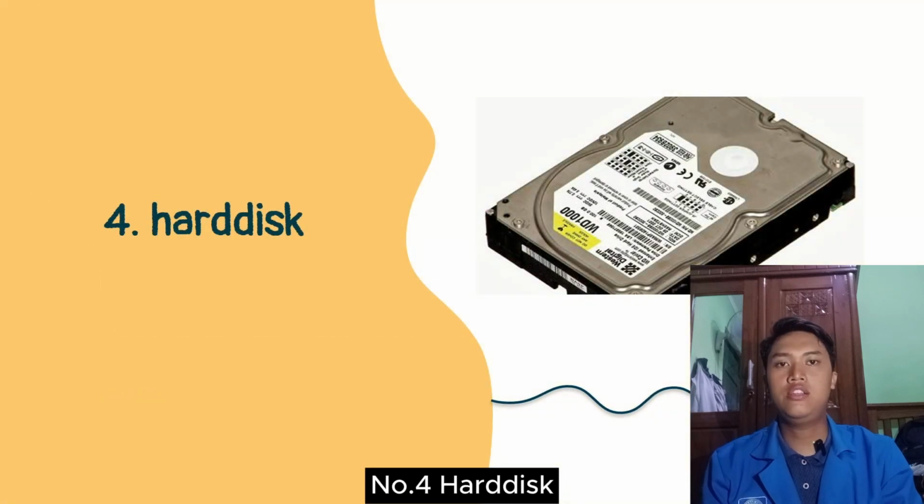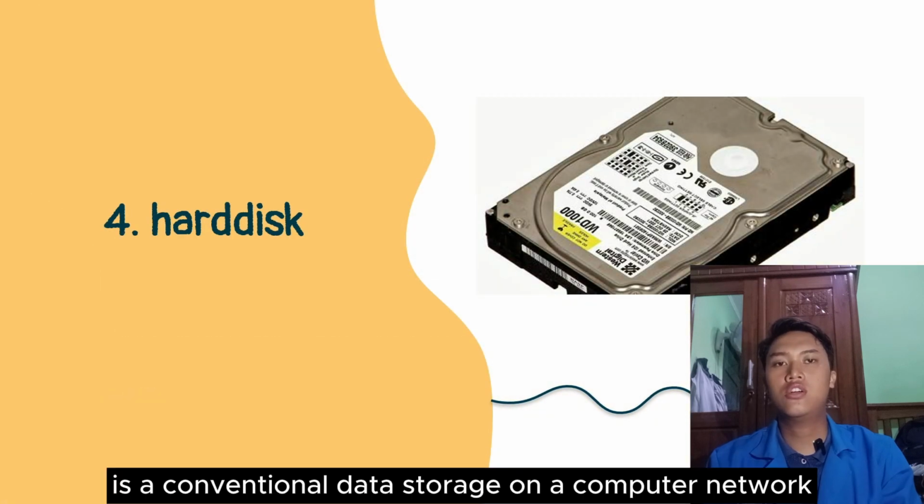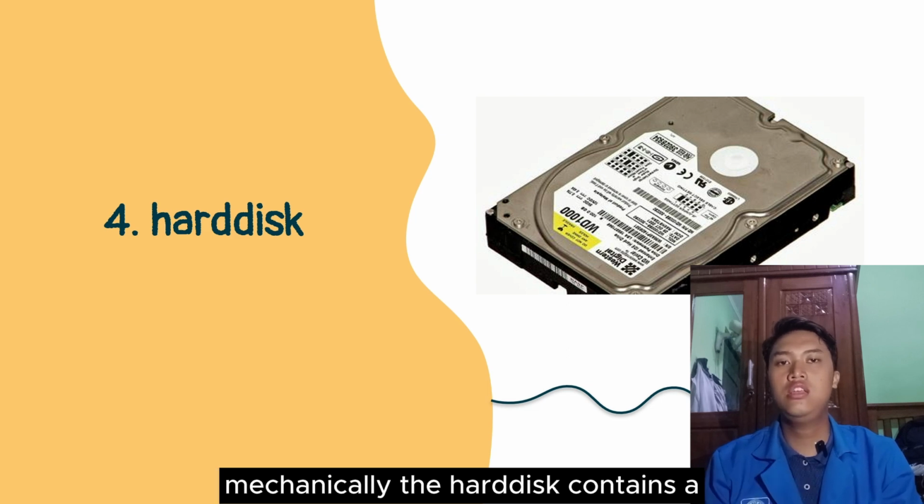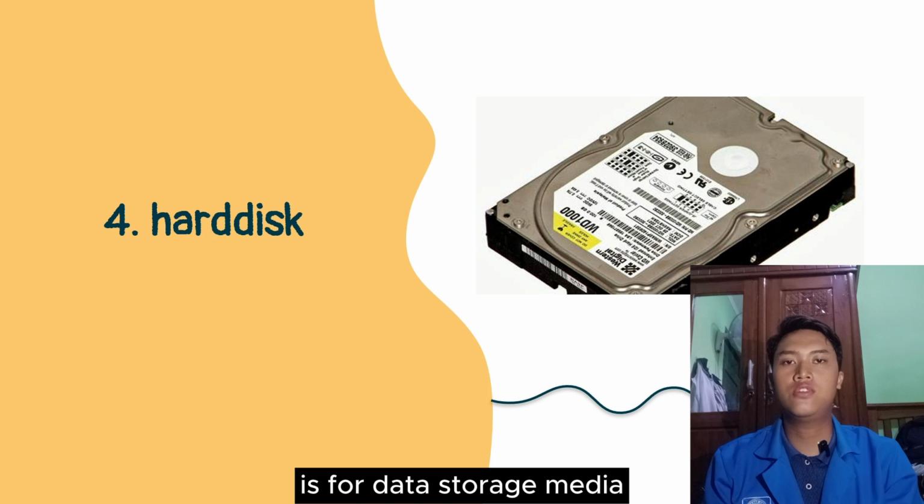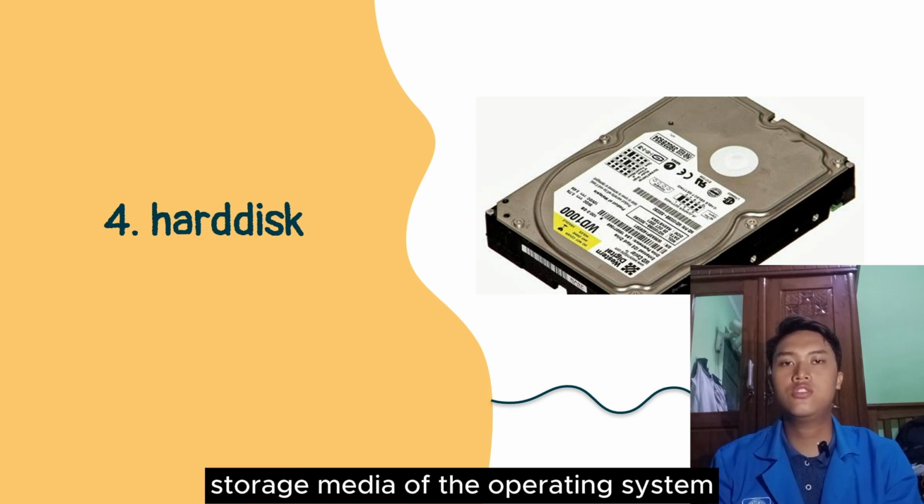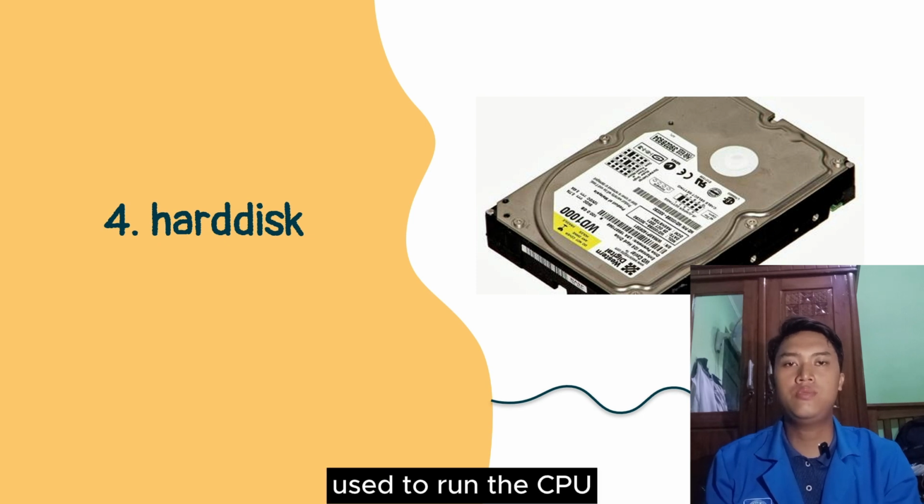Number 4, hard disk is a conventional data storage on a computer that works mechanically. The hard disk contains a disk. The function of the hard disk is for data storage media as well as the installation storage media of the operating system used to run the CPU.